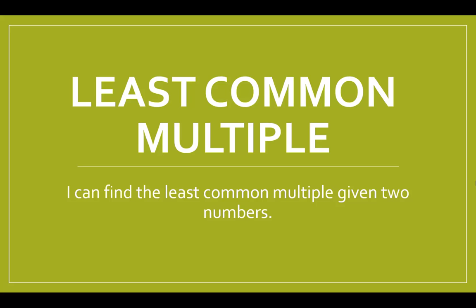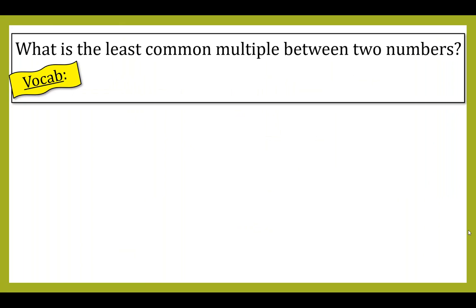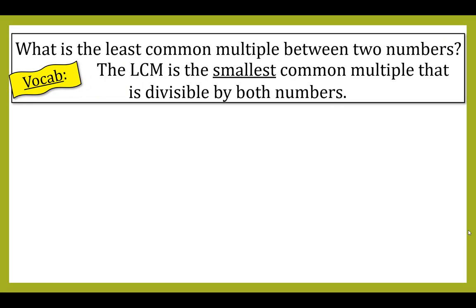In this video, we are going to be looking at the least common multiple. The I can statement is I can find the least common multiple given two numbers. Okay, so let's look at some vocab. What is the least common multiple between two numbers? The least common multiple is the smallest common multiple that is divisible by both numbers.